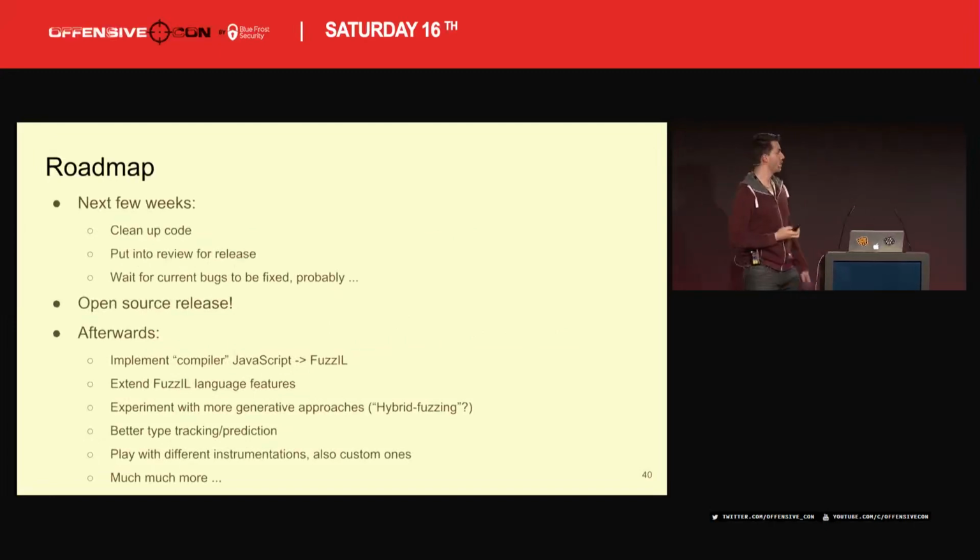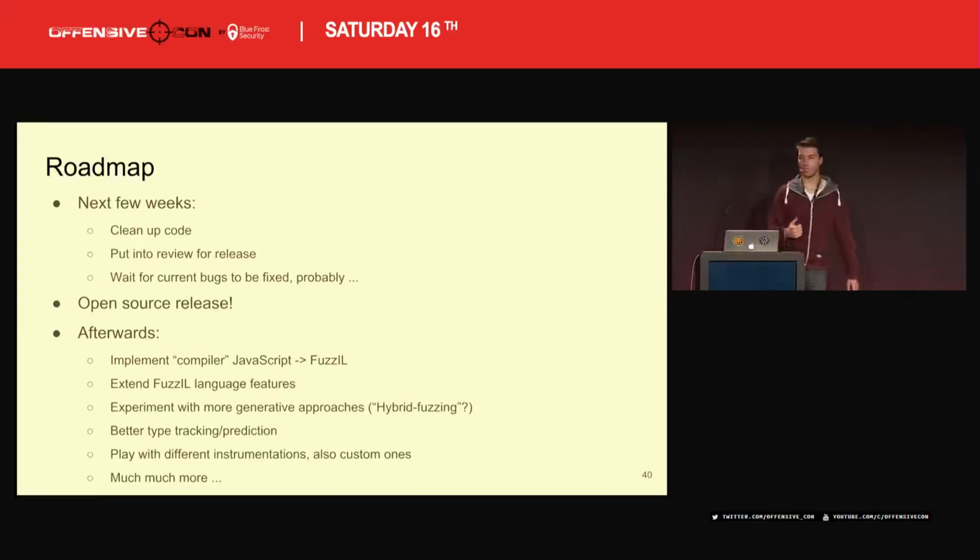But what is my roadmap for this? Right now I want to do some more cleaning up. Since I'm at Google, I have to put it into review before open sourcing it. Probably I should also wait for the current set of bugs to get fixed, which I reported in the last weeks. But then I want to open source it. I'm aiming for like in a month or so, but let's see.